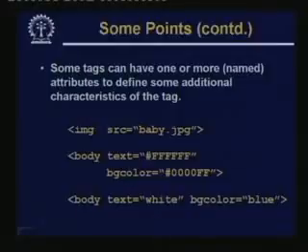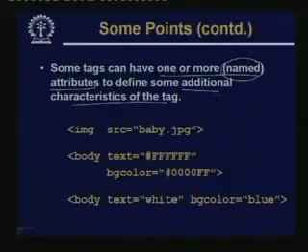Some tags, as I mentioned, can have one or more attributes. Each of these attributes has a name, and some of these attributes can also have a value. These attributes specify some additional characteristics of the tag. Some examples are shown here.